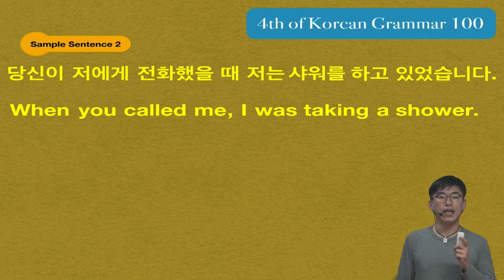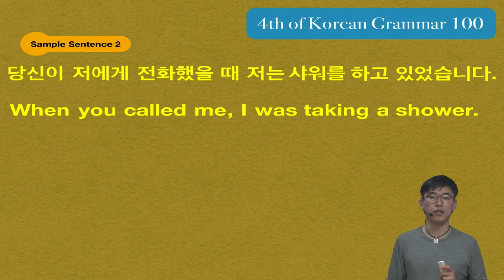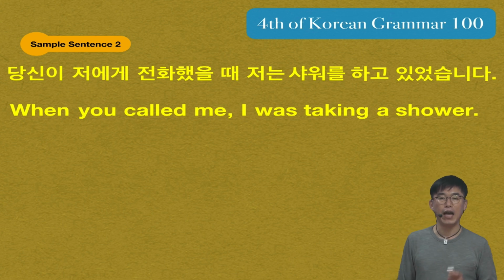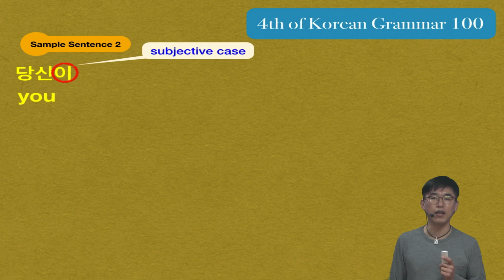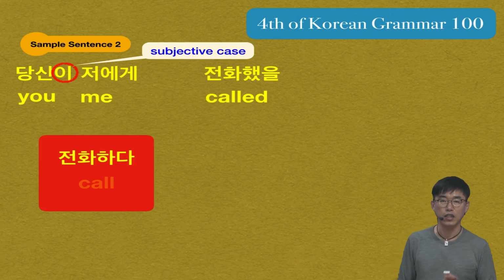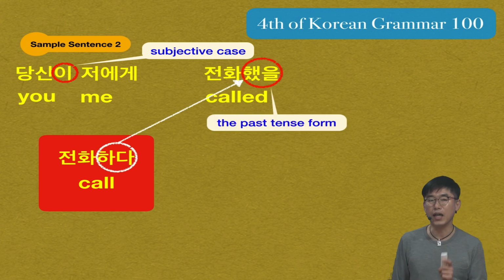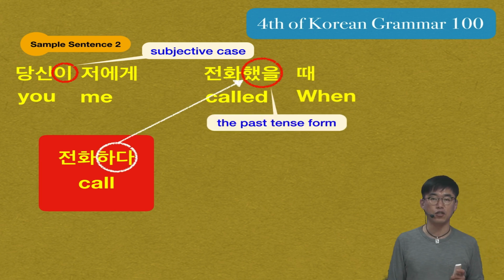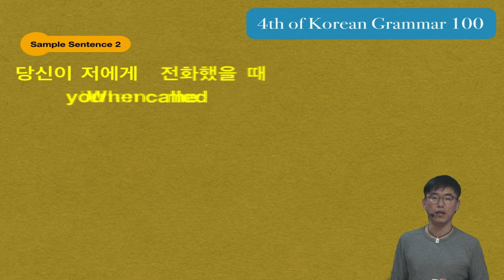Number 2, 당신이 저에게 전화했을 때 저는 샤워를 하고 있었습니다. When you called me, I was taking a shower. 당신 is you and 저에게 is used as an honorific of the verb 전화하다, which means to call. So 당신이 저에게 전화했을 때 is the same as when you called me.